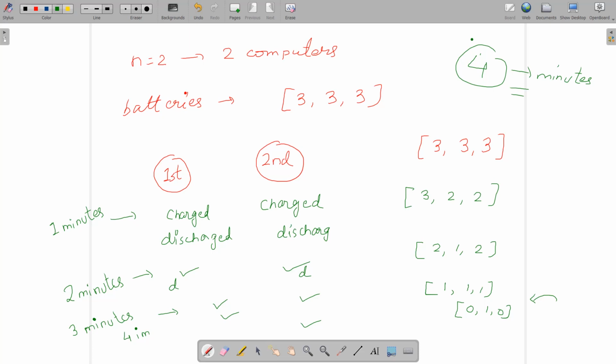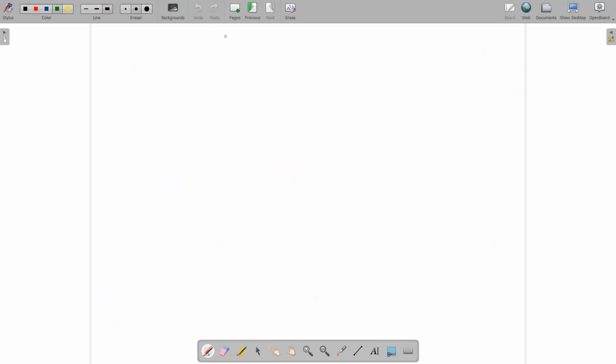Now I am moving on to the general approach to solve this problem. What will be the idea to solve such types of problems, right? Just tell me one thing. In the previous example that I have taken, the batteries are 3 3 3, and there are two computers, and it has run for the maximum of 4 minutes, right?